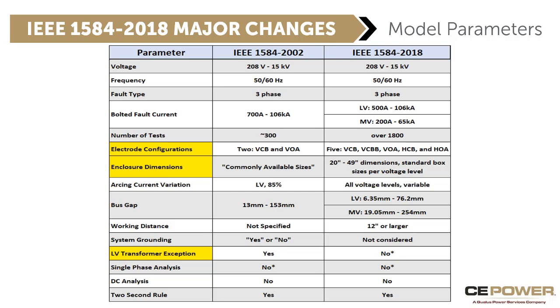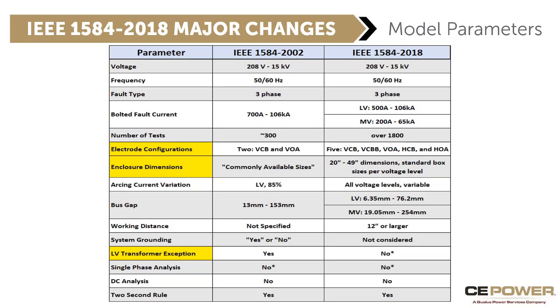at 5. Enclosure dimensions, they tested these in commonly available sizes in 2002. Now they've looked at this as a variable. So we'll look at how considering this as a variable for how big the enclosures are affects these calculations as well.